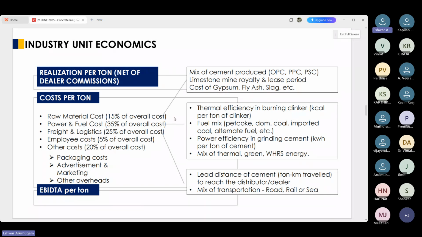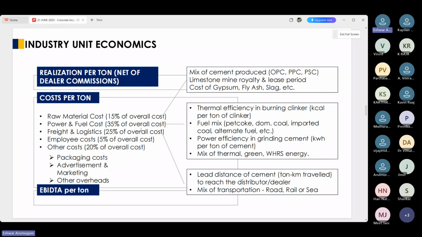And if you see the cost per ton, raw material cost is about 15% of the overall cost. Power and fuel cost is 35%. Freight and logistics is 25%, since it's a very bulky material. And other costs are 25%.